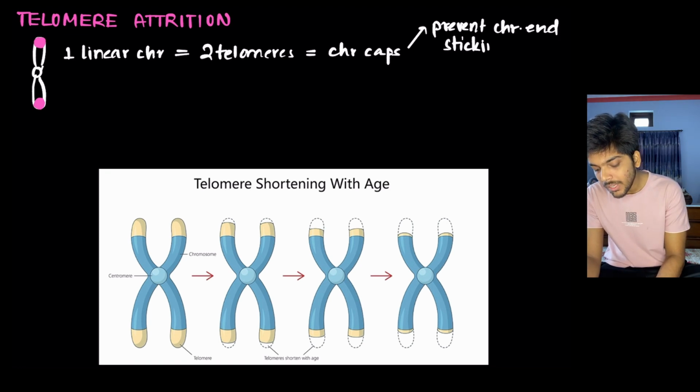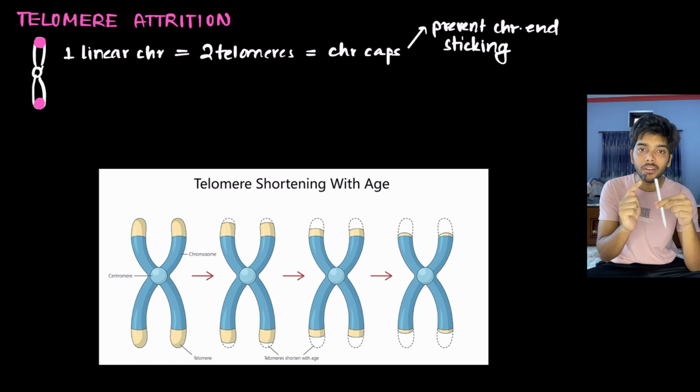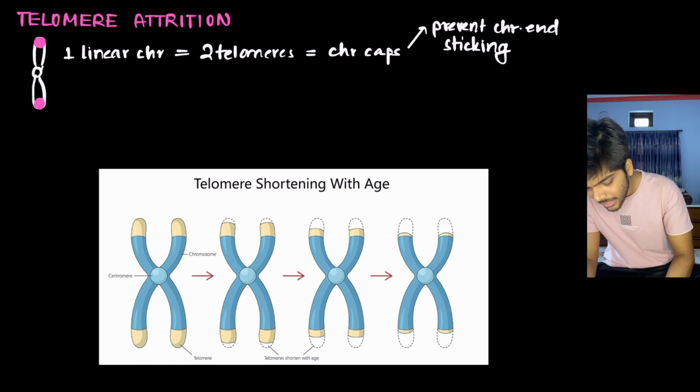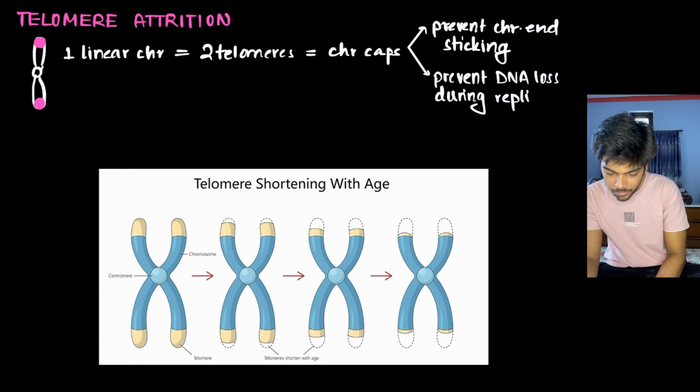See, this right here is a linear chromosome. At the two terminal ends of the chromosome, there are the two chromosomal caps or telomeres. Due to this chromosomal cap, the end of one chromosome does not stick with the end of another chromosome. So it's preventing the sticking of the ends of chromosomes. Second major function, it prevents DNA loss during replication.